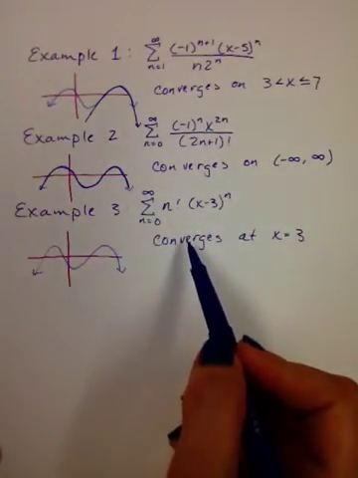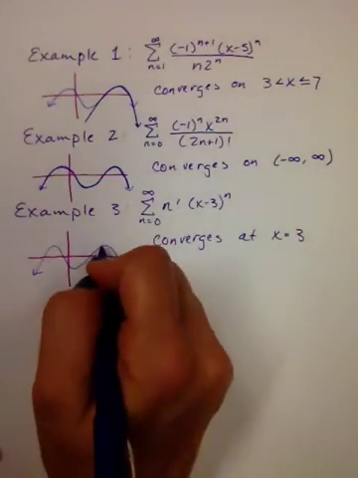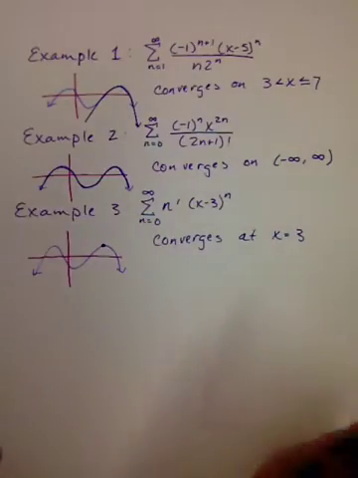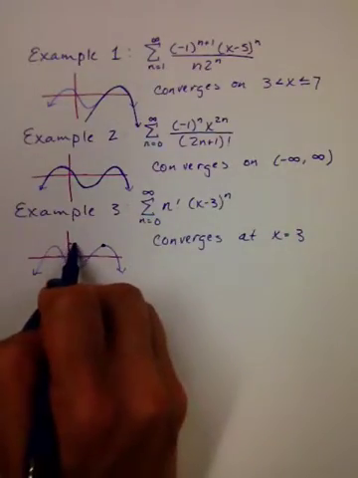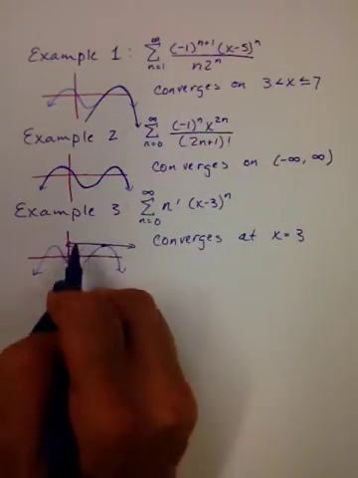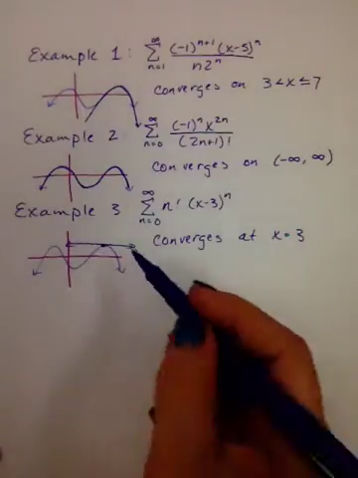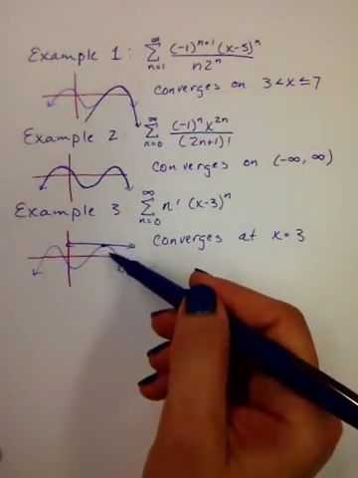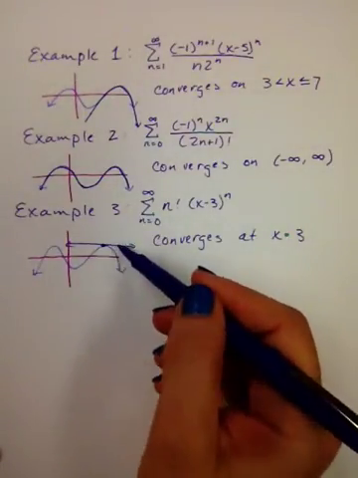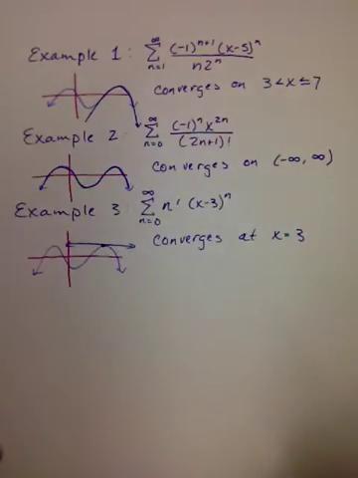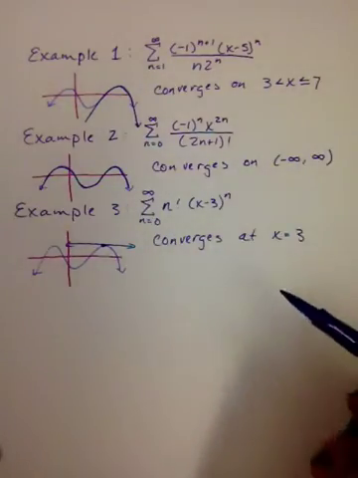For our third example, it only converged at x equals 3, and let's say that this is x equals 3. That means they were the same at x equals 3, so maybe it was a tangent line. But as soon as you leave x equals 3, the series and the function are not the same at all. So those are the 3 scenarios that you can have.